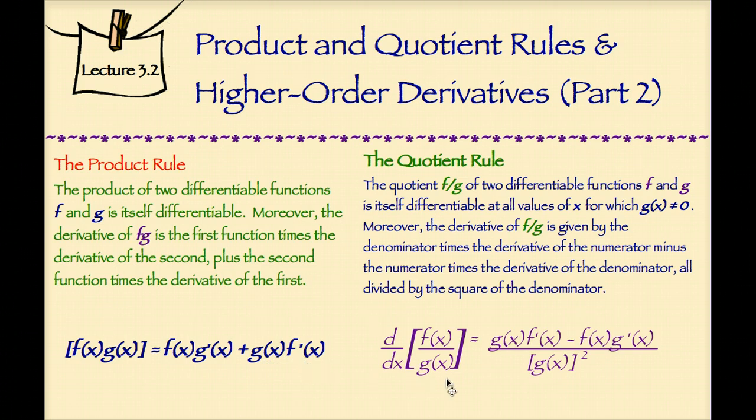The quotient rule states that if you have a quotient of two functions, f of x over g of x, the derivative can be taken by taking the denominator function g of x, multiplying it by the numerator function's derivative f prime of x, then subtract the numerator function f of x times the derivative of the denominator function g prime of x. All of this over the denominator function squared.